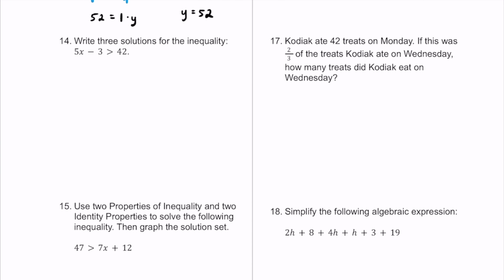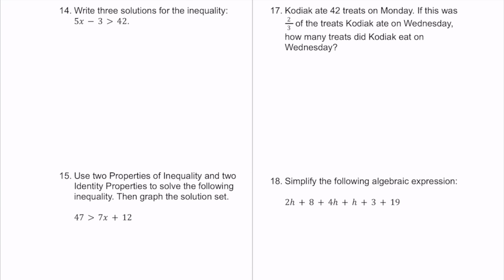All right, for number 14, it looks like we have an inequality. We're looking for 3 solutions. That means 3 values of x that make it true. You can totally just make up some numbers and try them to see if they work, or we can go ahead and do it systematically.